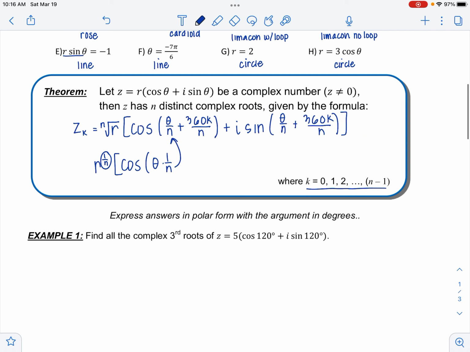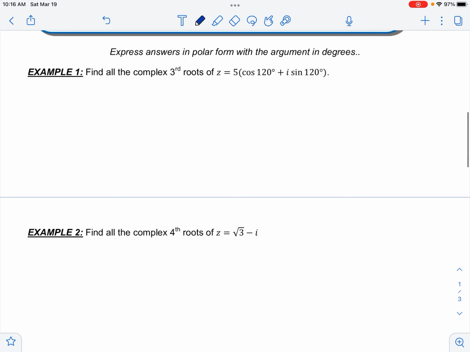Okay, I forgot to say one thing. I put 360k right here, but if it's in radians, you're going to use 2 pi k over n. Now we can go ahead and get started with my long explanation.